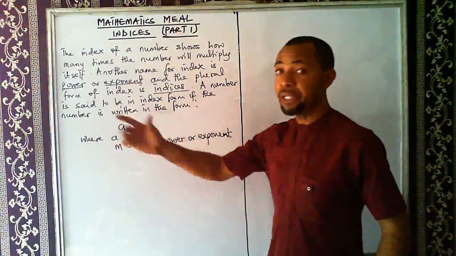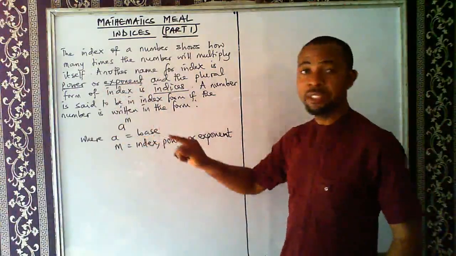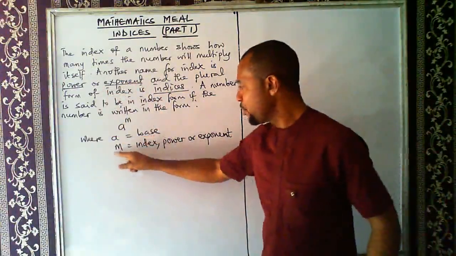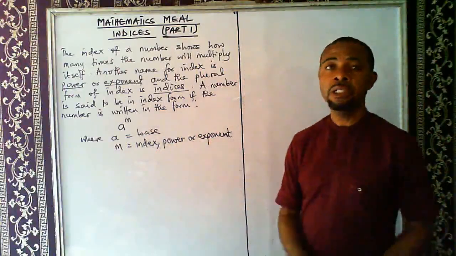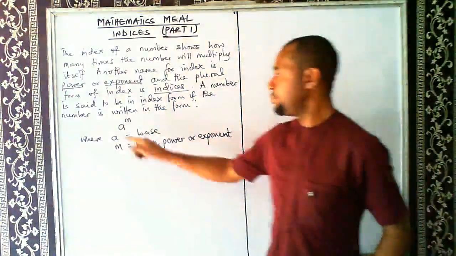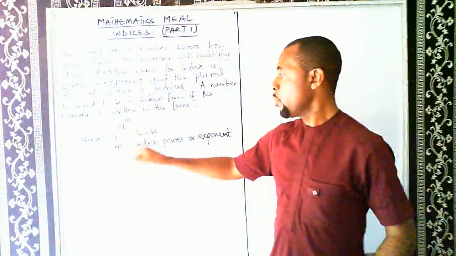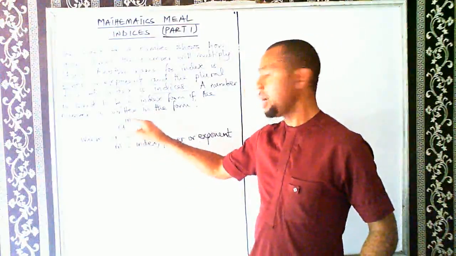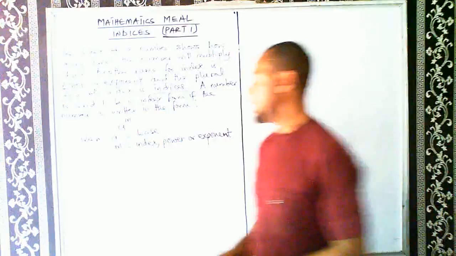This a, which represents a particular number, as we're going to see soon, is known as the base, while m is known as the index, the power, or the what? The exponent. So this is the base, and this is the power. So when we have a base and a power in this form, the number is said to be in what? In index form.